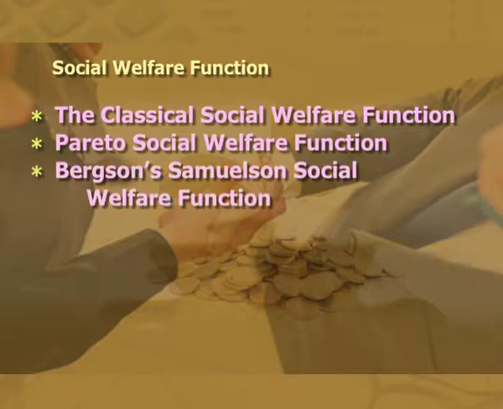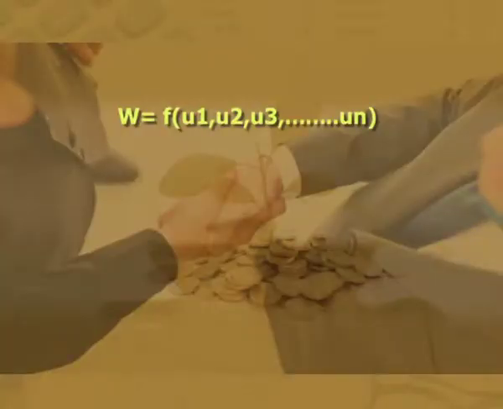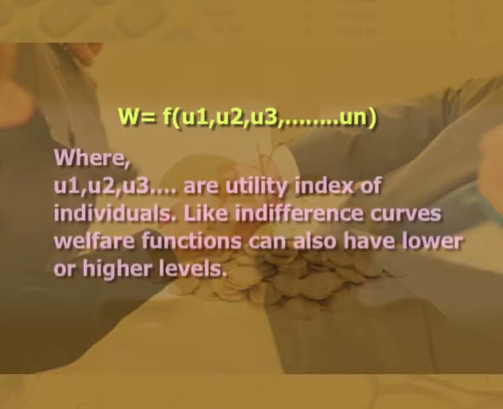Another is Bergson-Samuelson social welfare function. As per A. Bergson, in an ordinal index of society's welfare, social welfare is the function of utility levels of all individuals in the society. Thus, it can be represented as W = f(U1, U2, U3, ..., Un), where U1, U2, U3 etc. are utility index of individuals.